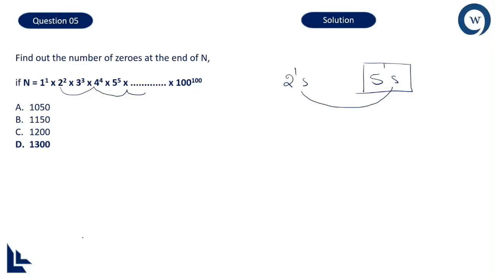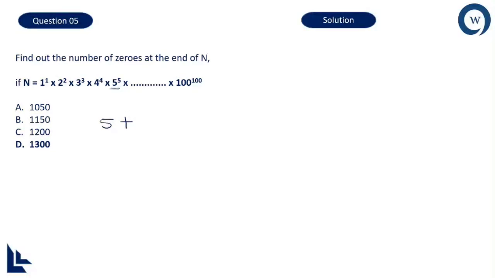Now, how to count the number of 5's in this case? Very simple, count it. How will you count it? See, first time 5 comes in 5 power 5, right? So how many times 5's are there? 5 times.